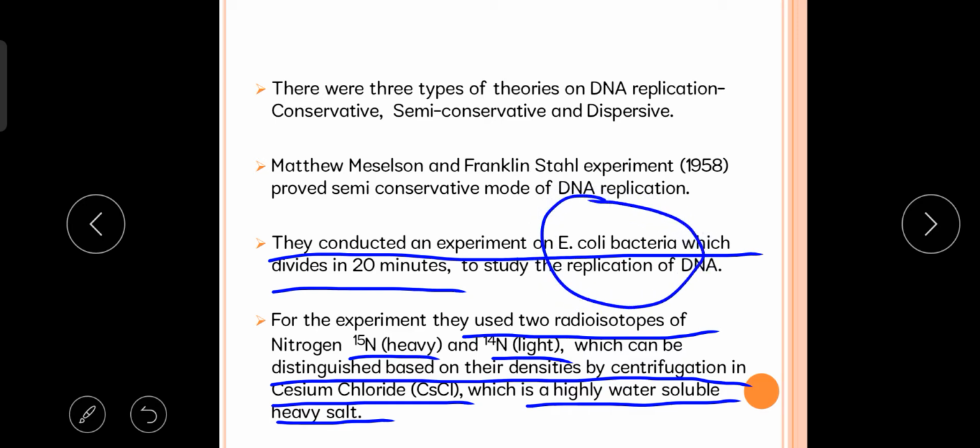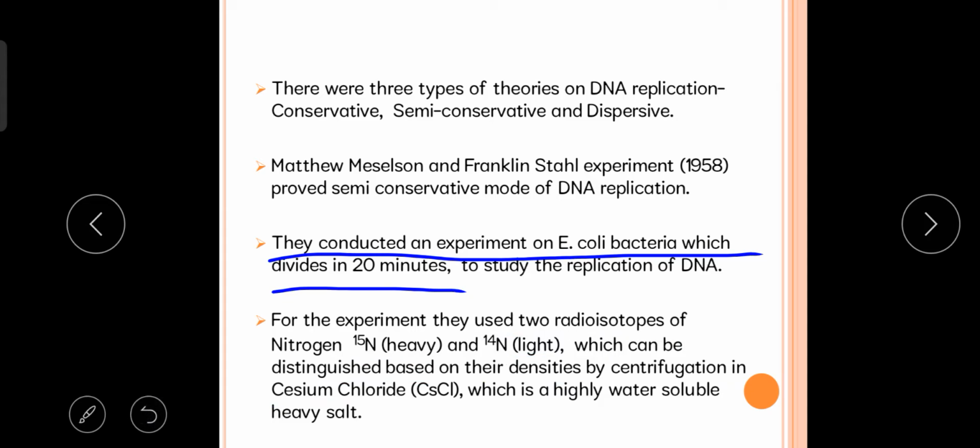Meselson and Stahl proved the semi-conservative mode of DNA replication, and they experimented on E. coli bacteria which divides in 20 minutes. For this experiment they used two radioisotopes of nitrogen. One is 15N, which is called the heavy radioisotope, and one is 14N, which is called the light radioisotope. These can be distinguished on the basis of their densities by centrifugation in cesium chloride.